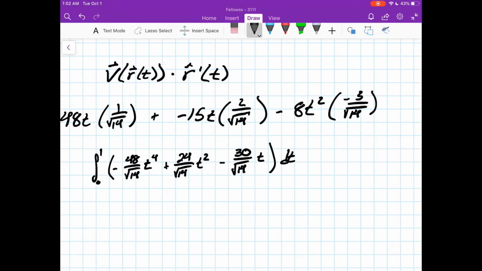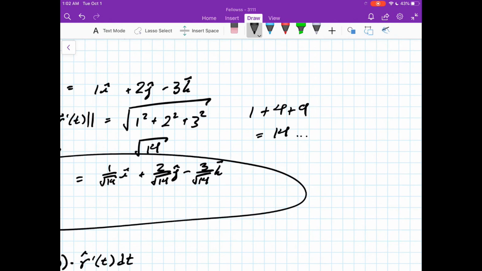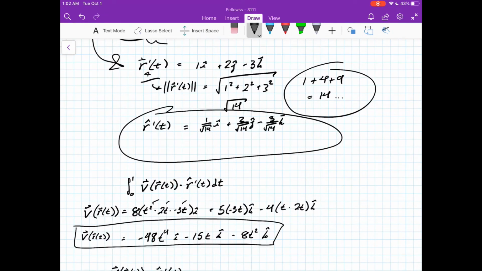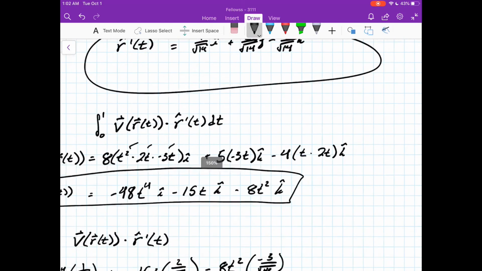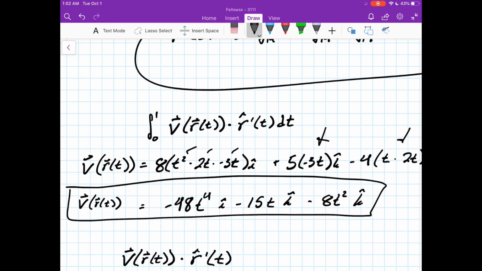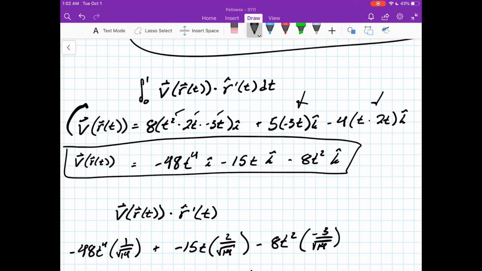And the other mistake I caught is that 1 plus 4 plus 9 is 14 and not 13, right? So I corrected that. Make sure you did that too. But yeah, I pulled these x, y, and z components in for everything in my v function, right? And I evaluated it, and I get this guy right here, right?